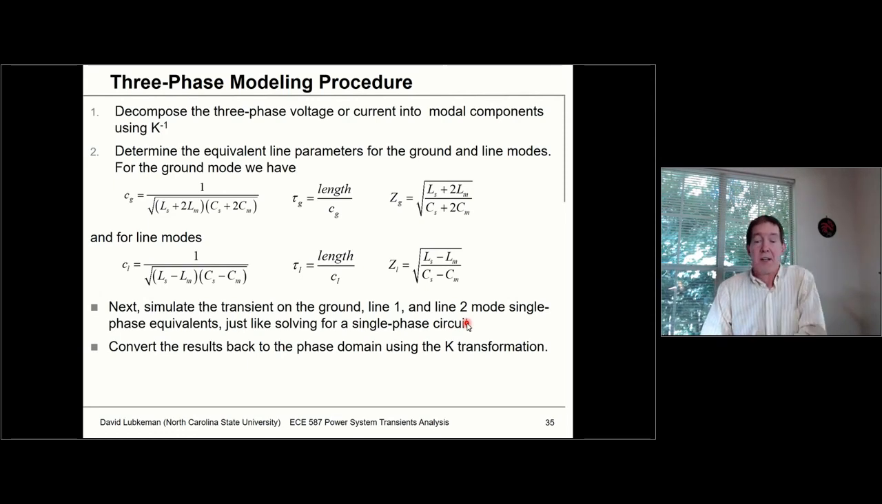So a lot of work associated with this, which is why I'm not going through and having you do these types of problems by hand. However, you would still want to do the PSCAD modeling using this.